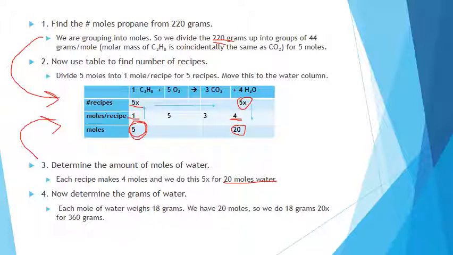And then lastly, you started with 220 grams here, and you figured out the molar mass. Now you want to get the grams of water using molar mass. Every mole of water weighs 18. You can do that 20 times, and so you end up with 360 grams.